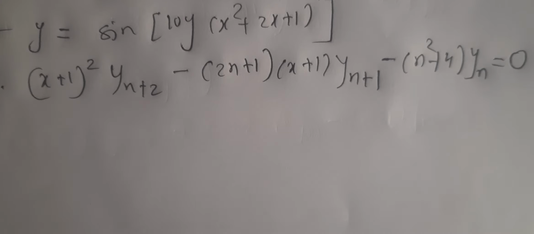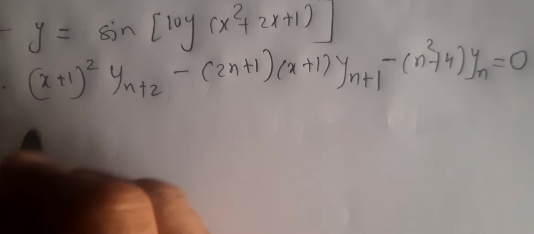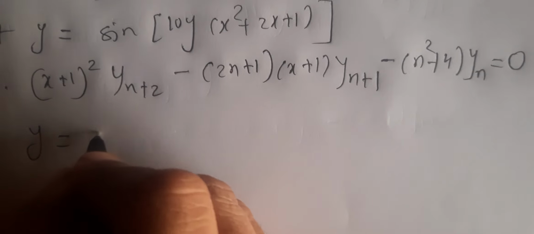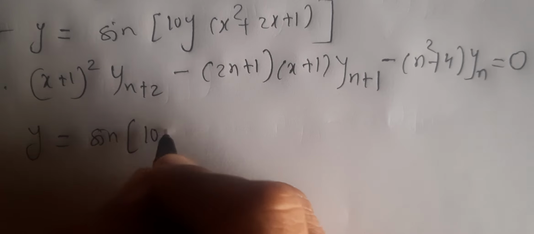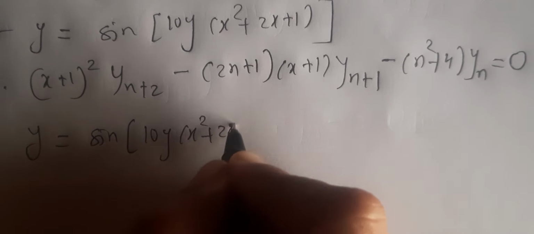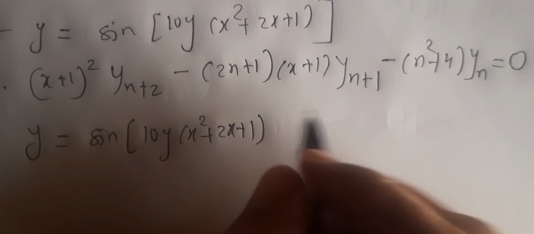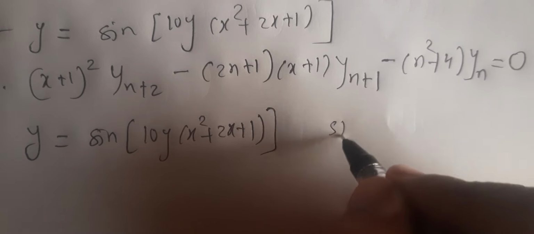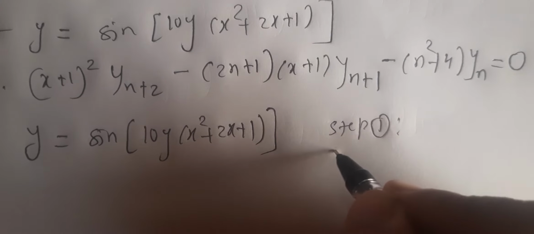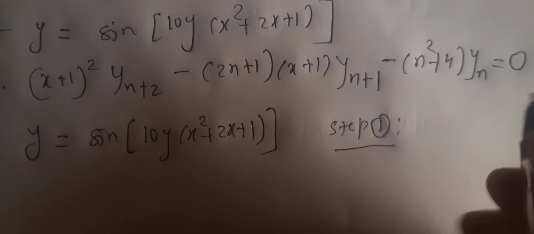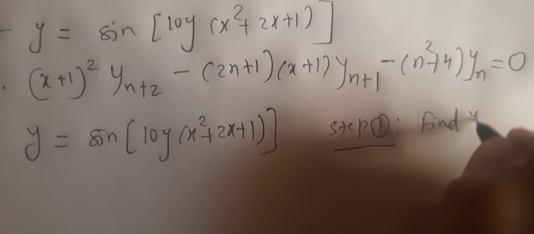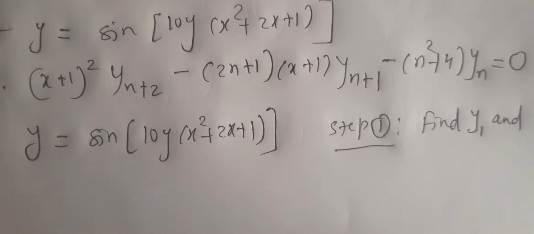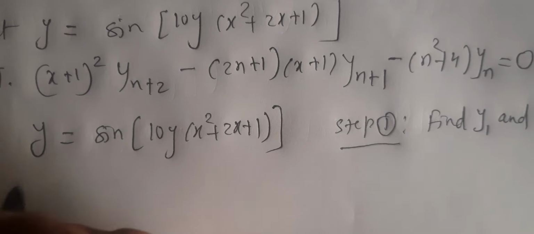So I'll give you a simple way, the steps. How can we find this? That first of all, we are given y is sine of log of (x square plus 2x plus 1). This is our given function y. Now, I will tell you in short some steps, so you'll be able to solve this properly. My first step is find y1, and just pay attention. I will come back here, but find y1.